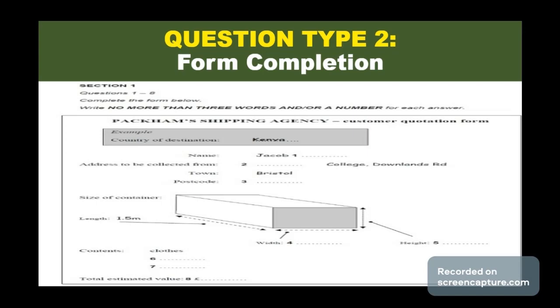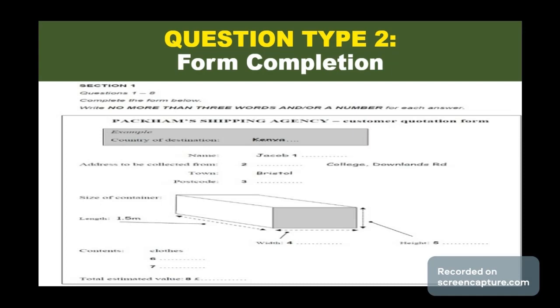The first thing you need to do is to read the instruction carefully, paying particular attention to how many words you are allowed to write for the answer. In this example, you are instructed to write no more than 3 words and or a number for each answer. This instruction is critical because if you exceed the number of words you are asked to write, your answer will be marked incorrect, even if the information is correct. So you must adhere strictly to the instruction.